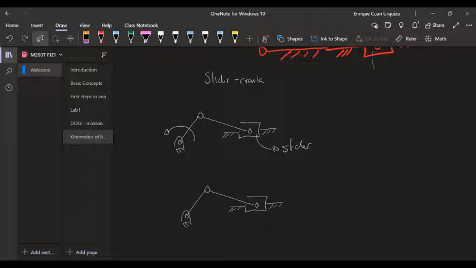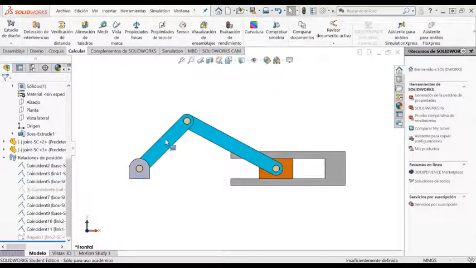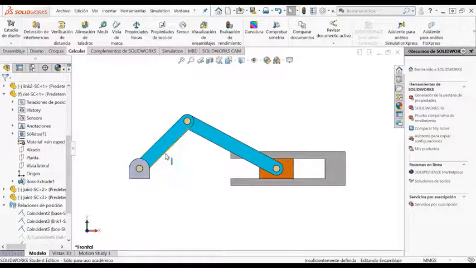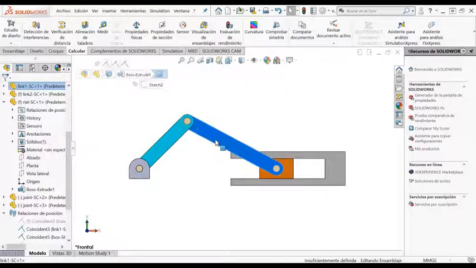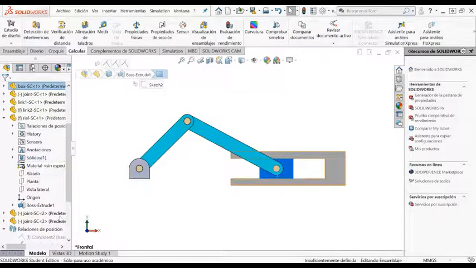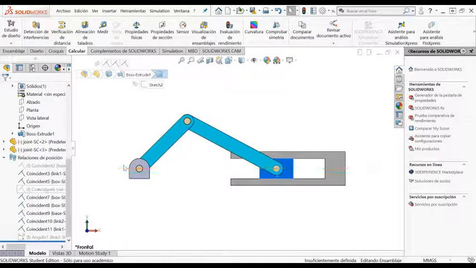Now, I want you to think of something that is very important, and I'm going to jump to SolidWorks for that. Okay. Now, you know this guy moves like that, right? How many degrees of freedom does this one have? 1 degree. It has 1 degree of freedom. And you can validate that by saying, okay, if I fix this one, nothing else is alive anymore. So it validates that it has 1 degree of freedom.